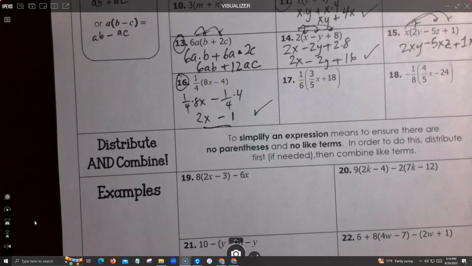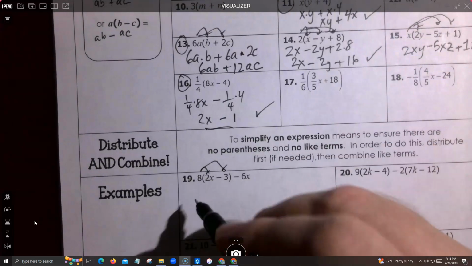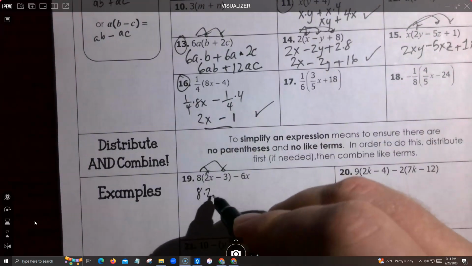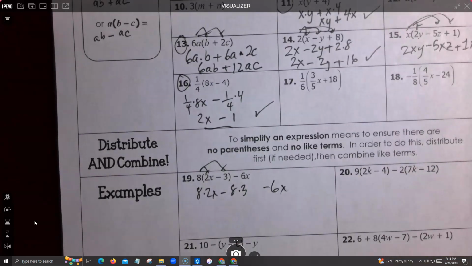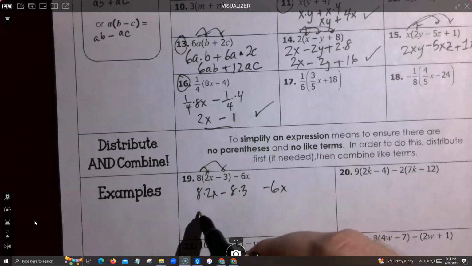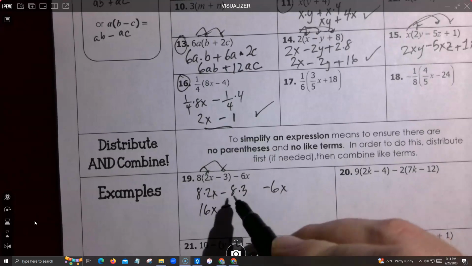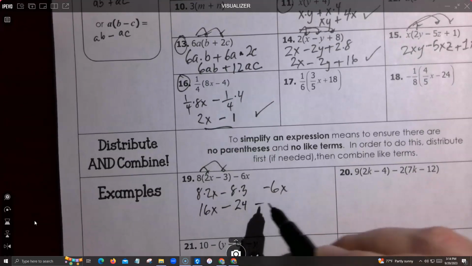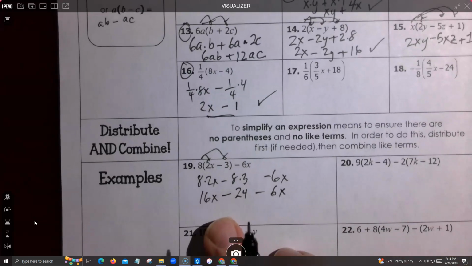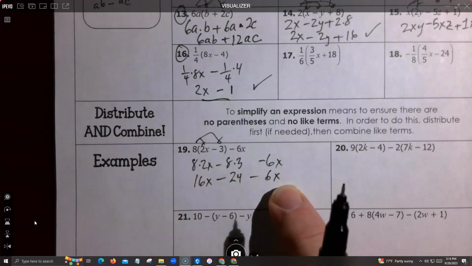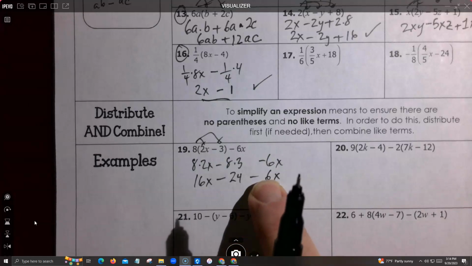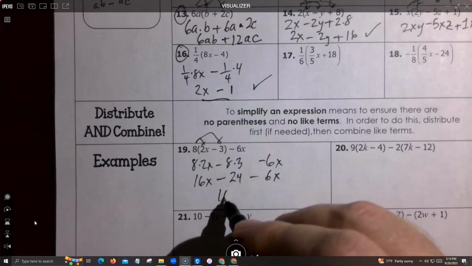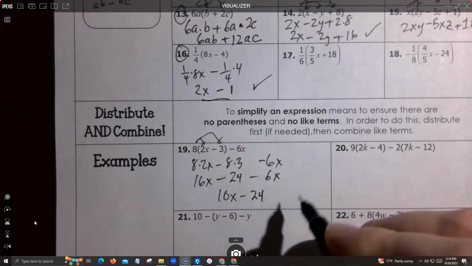Number 19, got to distribute. So 8 times 2x minus 8 times 3. And then I got this minus 6x I got to do something with in a second. Alright, so this is 8 times 2 is 16x minus 8 times 3, which is 24, minus 6x. And now this should look like what you did in yesterday's lesson, the previous lesson on combining like terms. I'm going to put the 16x together with a minus 6x. So that's going to give me 10x minus 24. And I'm done.